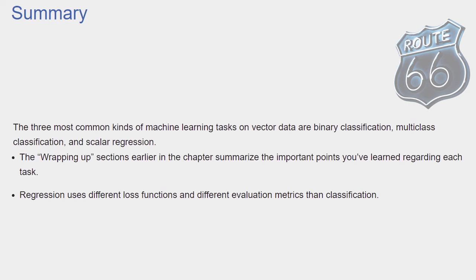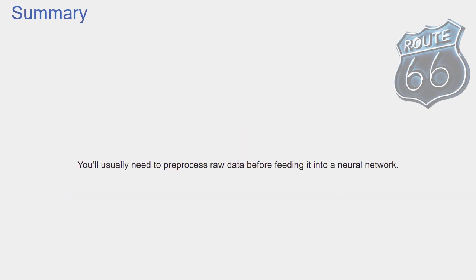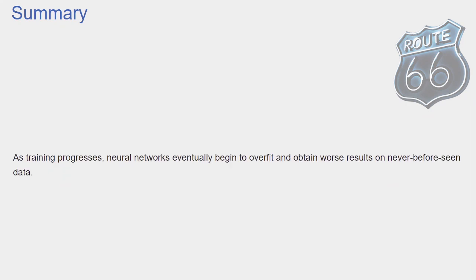Summary. The 3 most common kinds of machine learning tasks on vector data are binary classification, multi-class classification, and scalar regression. The wrapping up sections earlier in the chapter summarize the important points you've learned regarding each task. Regression uses different loss functions and different evaluation metrics than classification. You'll usually need to pre-process raw data before feeding it into a neural network. When your data has features with different ranges, scale each feature independently as part of pre-processing.